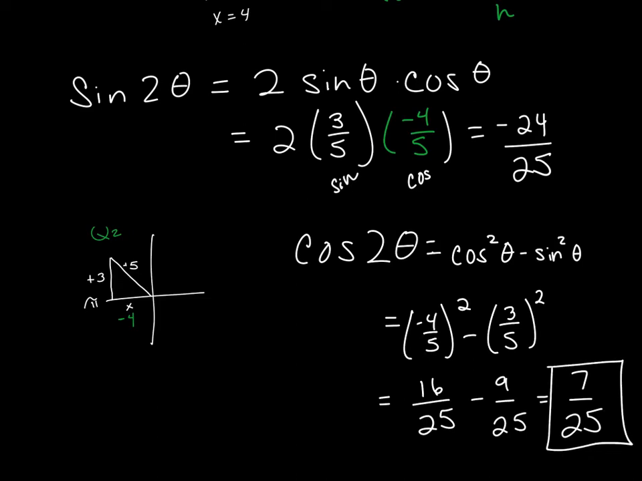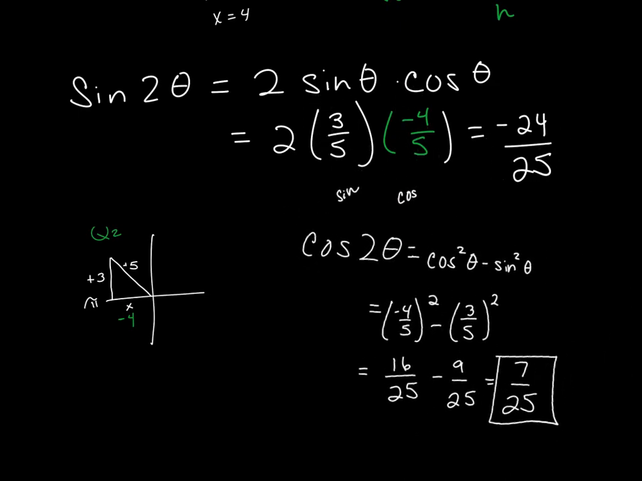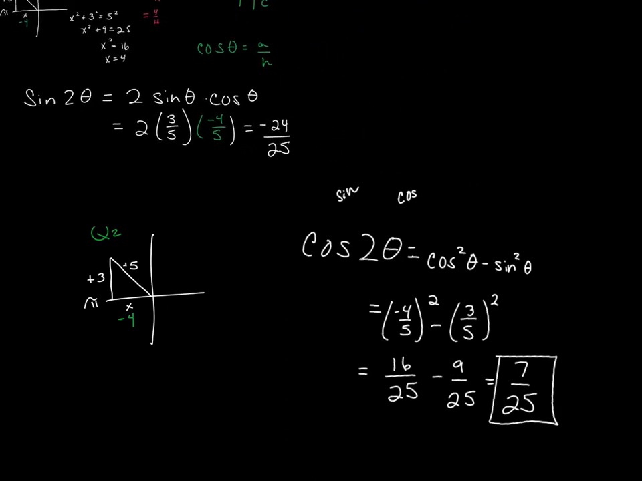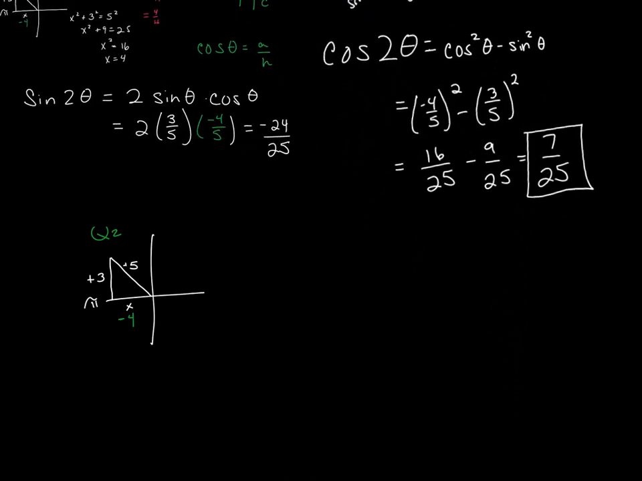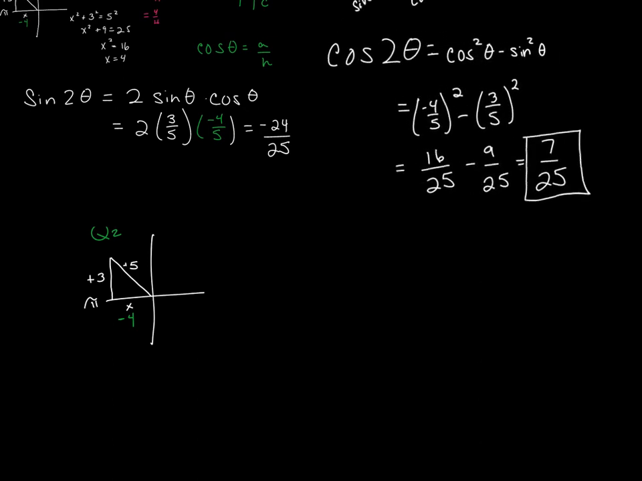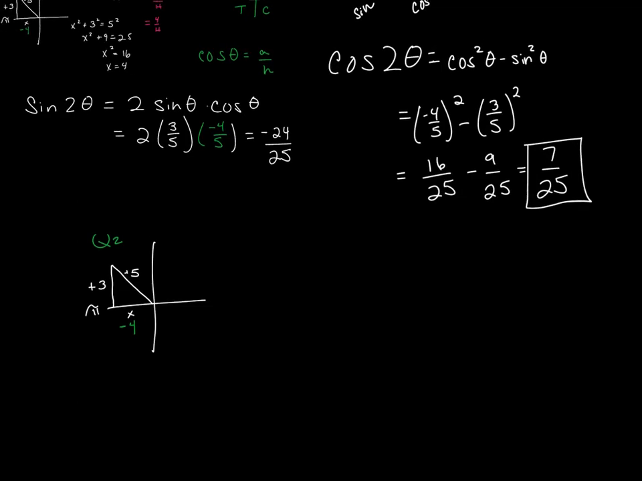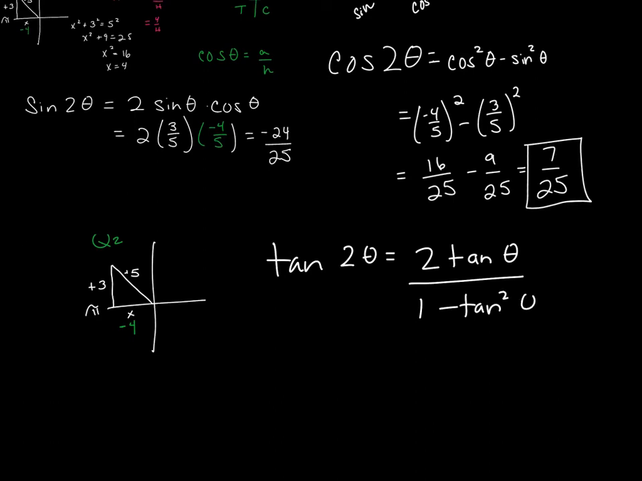You can use the other two formulas for the cosine of 2 theta, and you'll get the same value. All right, we're going to do this one last time, but now we're going to do this for the tangent of 2 theta. And the tangent of 2 theta is 2 times the tangent of theta, all over 1 minus the tangent squared of theta.